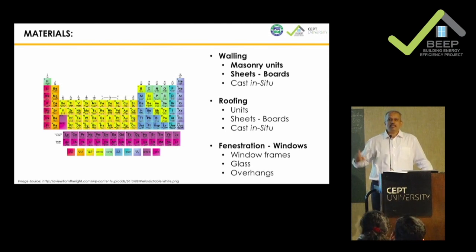So, when it comes to walling materials, masonry units, sheets and boards is generally the way we try to look at them. My lecture is going to focus on walling materials and roofing materials, which are sheets and units, not really in situ material, except for one example. In situ, as you know, means you cast on site. And when it comes to fenestration or windows, I'll try to deal with the window frames, glass, and overhangs.